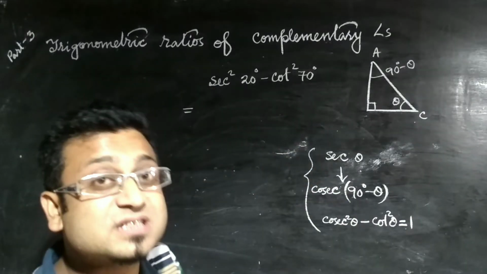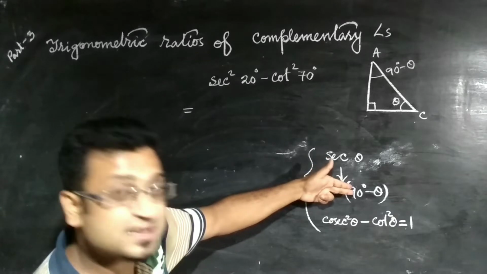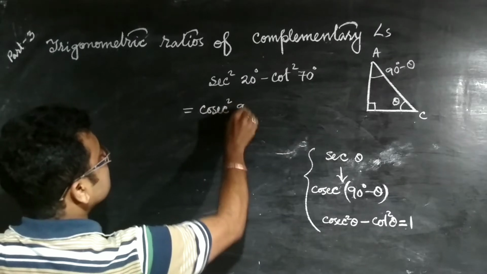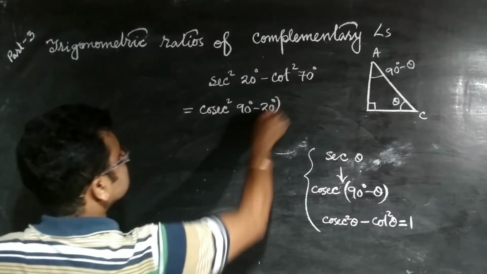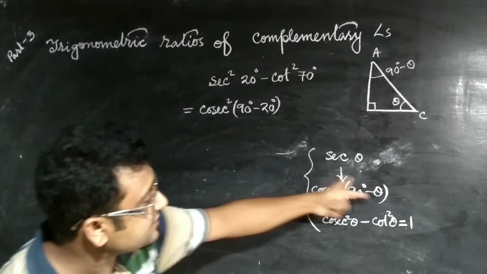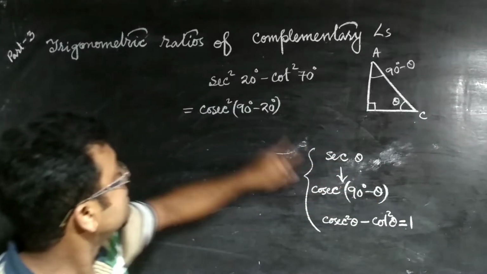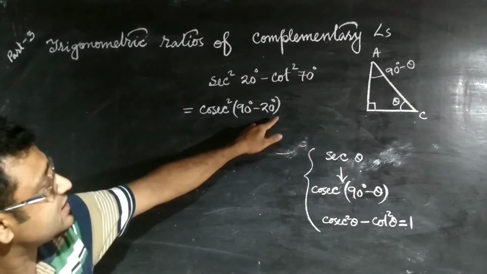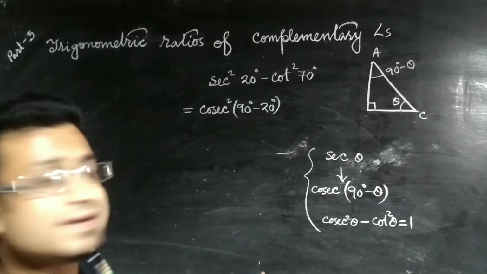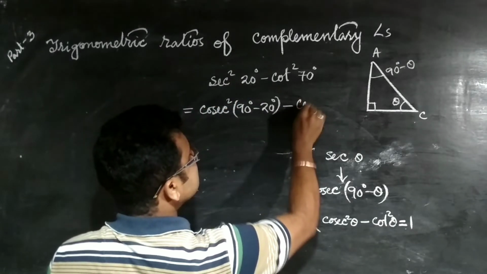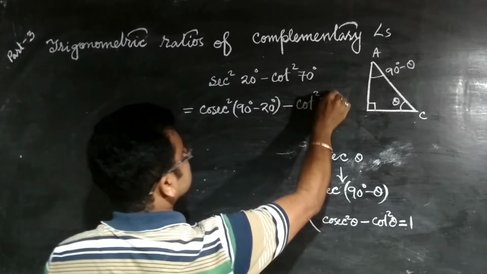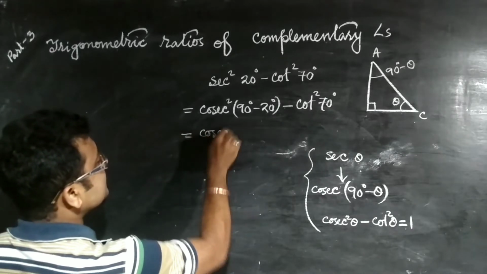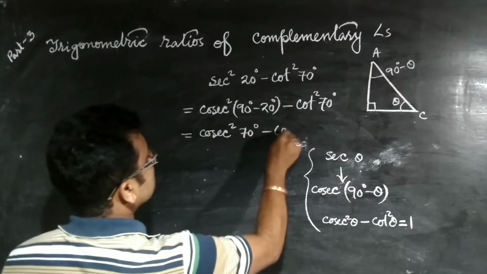So what is the value of sec theta? We know sec theta is cosec 90 minus theta, so sec square theta will be cosec square 90 degree minus 20 degree. Because sec theta is cosec 90 minus theta. If it is sec square, it will be cosec square. So here it is 20. So sec of 20 is cosec 90 minus 20. Just because square is there, so I have written square here. And this cot you keep as it is. Don't change. Now 90 minus 20 is 70. So we can write cosec square 70 minus cot square 70.